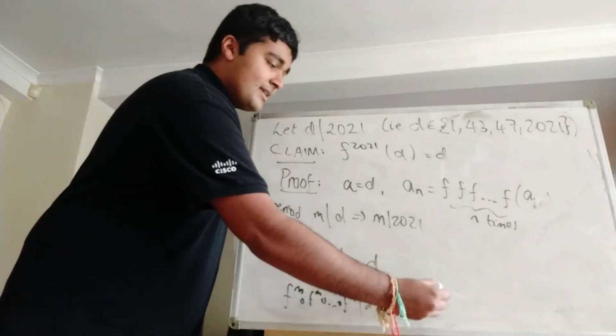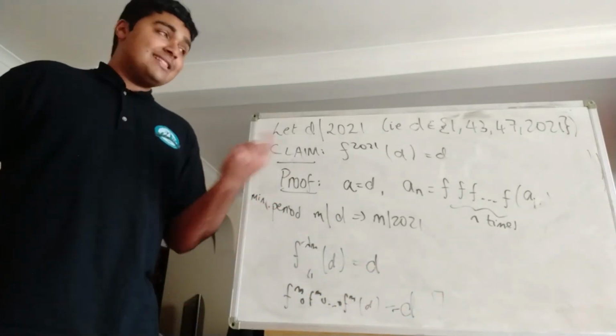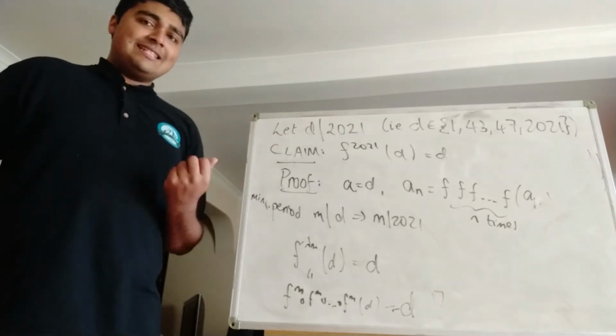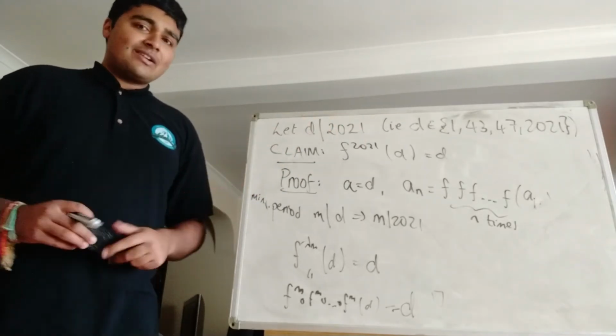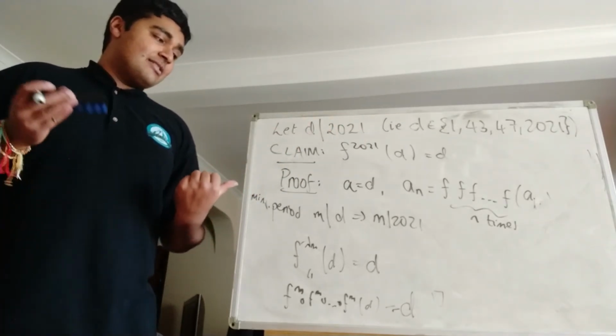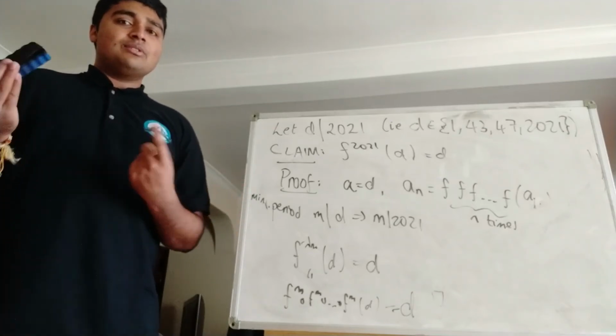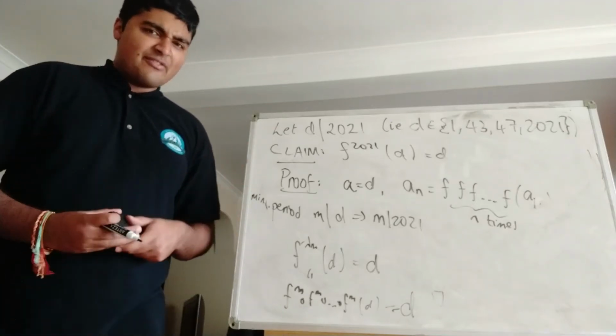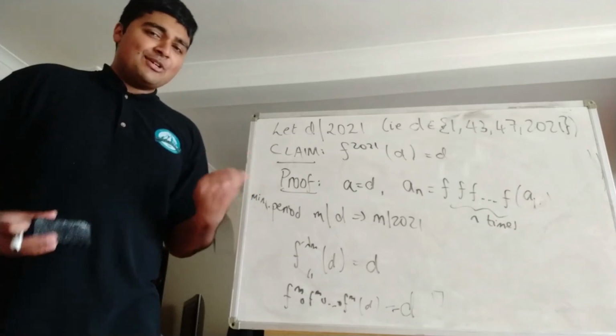The next thing I'm going to do is claim that these are the only kind of d's that work. So for any d that isn't a factor of 2021, we have that f to the 2021 of d is not equal to d for every single interesting function. Let me clean up the whiteboard and we'll continue.